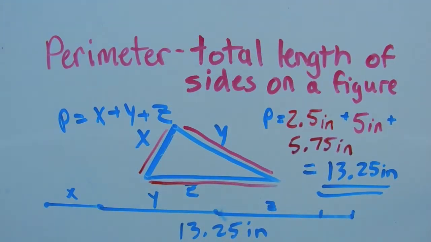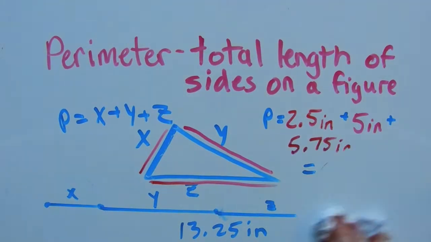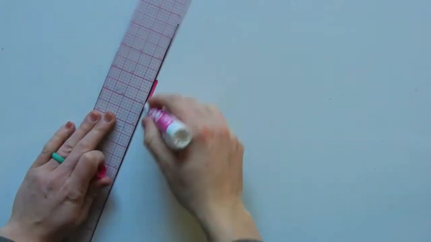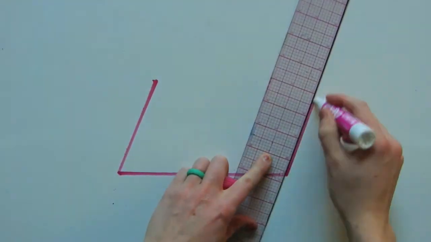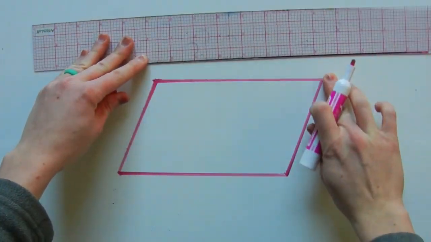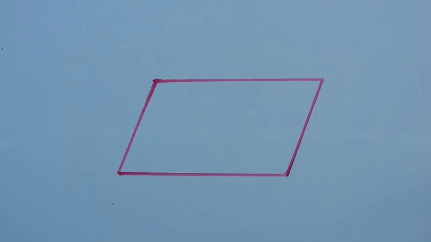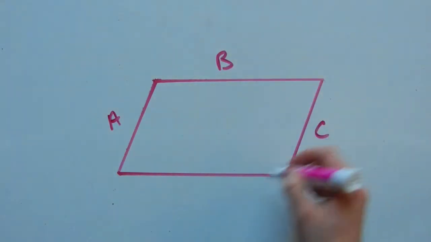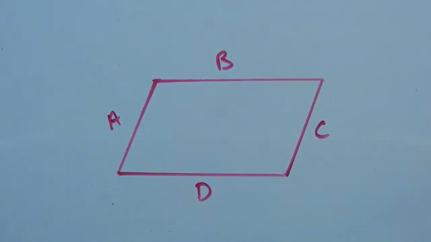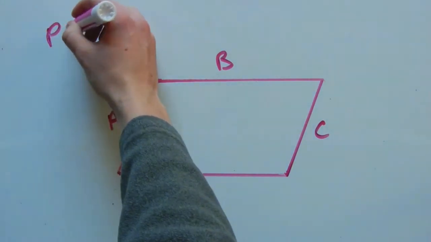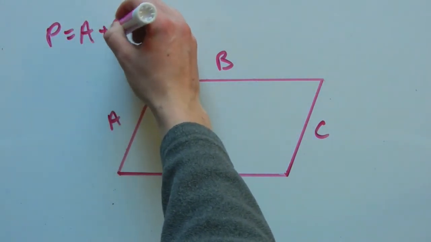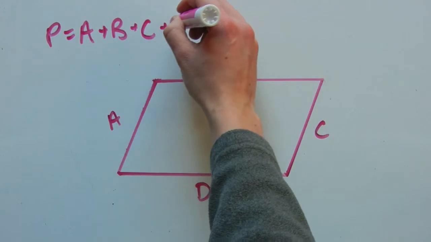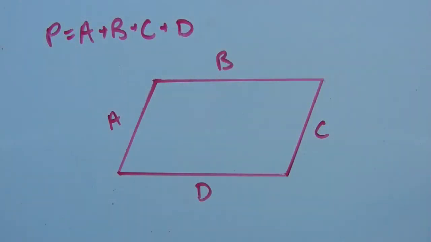Let's take a look at another polygon. Here we have a quadrilateral because it has 4 sides. Let's name these sides A, B, C, and D. So the perimeter P is equal to A plus B plus C plus D. So we have to add up those measurements to find the perimeter.